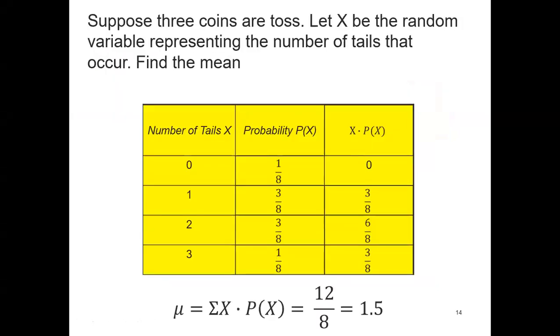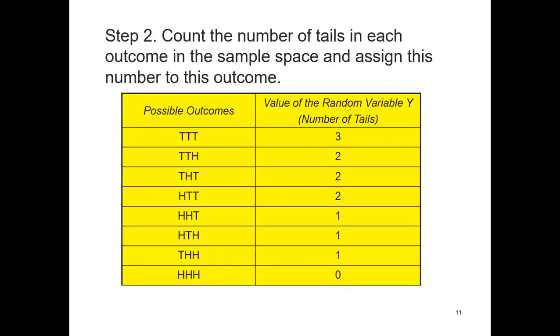So suppose three coins are tossed. Let x be the random variable representing the number of tails that occur. Find the mean. So first column, we have here the number of tails, which is x. The second column is the probability p of x. And the third column is the x times p of x. So in the first column, we have here 0, 1, 2, and 3. So we get this from our past example here.